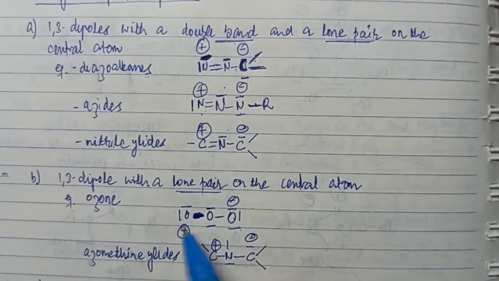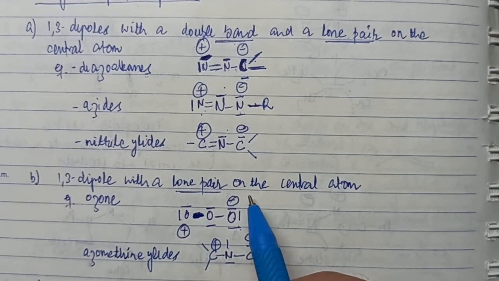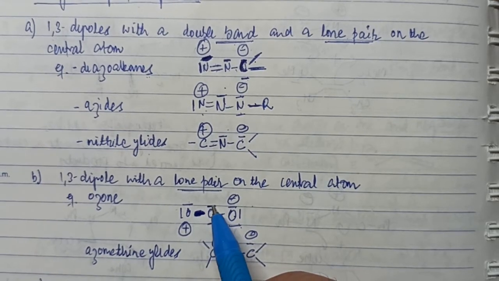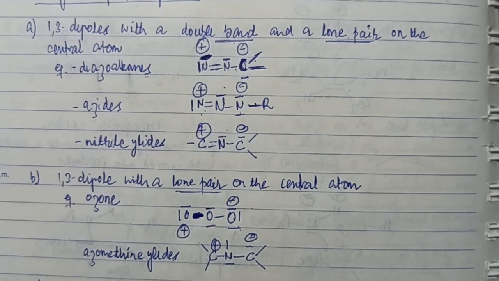You can see in this ozone molecule, I have opposite charges on the first and third atom. First atom, let's say, has a positive charge. Third atom, let's say, has a negative charge. There is a lone pair on the central atom, one or more than one, and there is no double bond in this species. So this falls under the second category of 1,3 dipoles. That is, there should be opposite charges on the first and third atom. There should not be a double bond, and there should be a lone pair on the central atom.